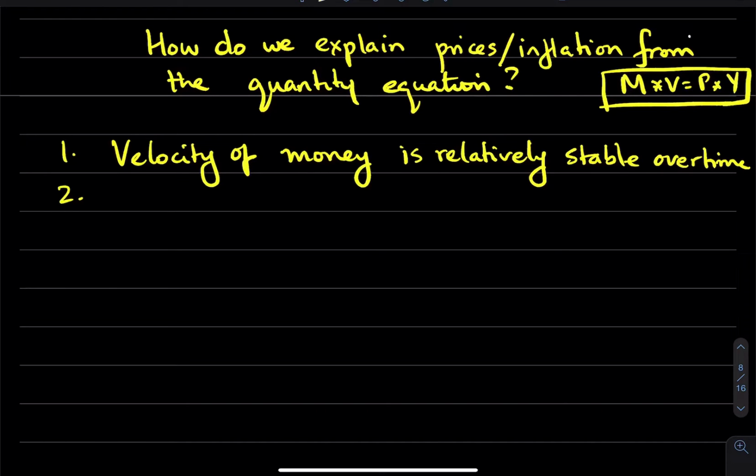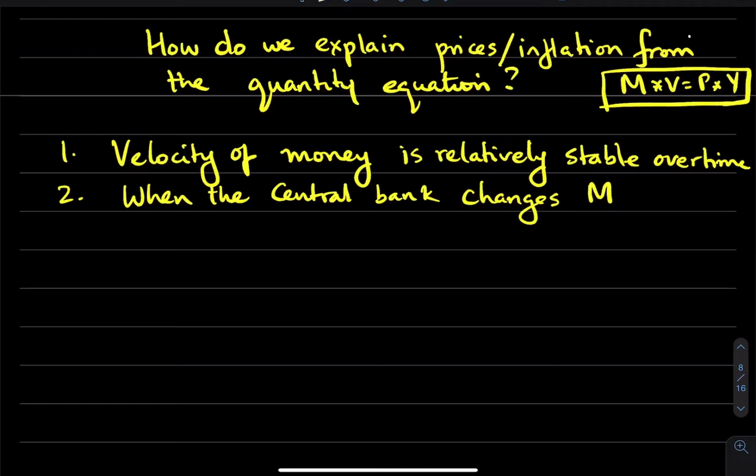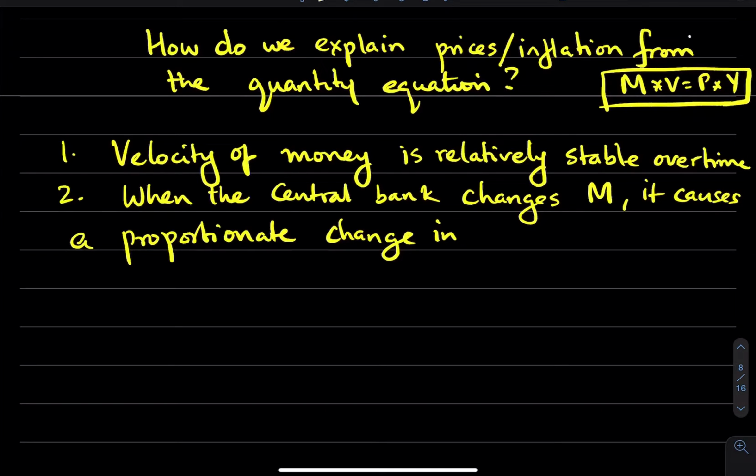Second, because velocity is stable, whenever the central bank changes money supply, or M, which is the quantity of money, it causes a proportionate change in the value of nominal GDP or nominal output, which is equal to P times Y.